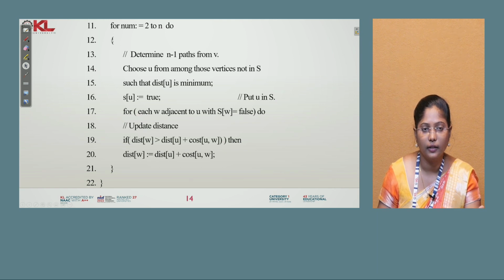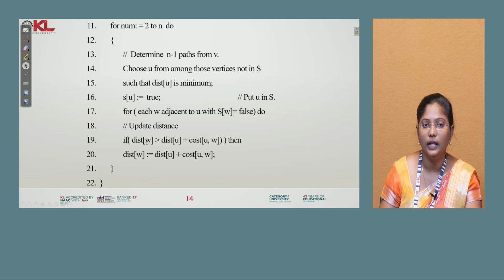Then after going to the second vertex, for num equal to 2 to n, we are visiting 2 to n vertices, and we have to choose U from among those vertices not in S. U is nothing but the intermediate vertex, such that distance of U is minimum. Then S of U equal to true, and then we apply the relaxation property, okay. So this is Dijkstra's algorithm.